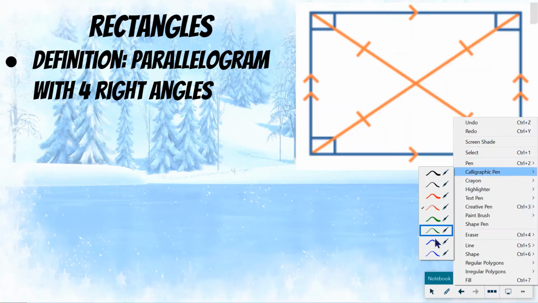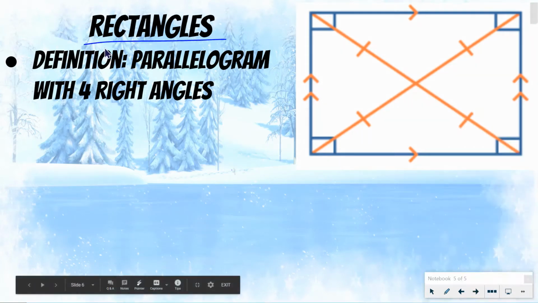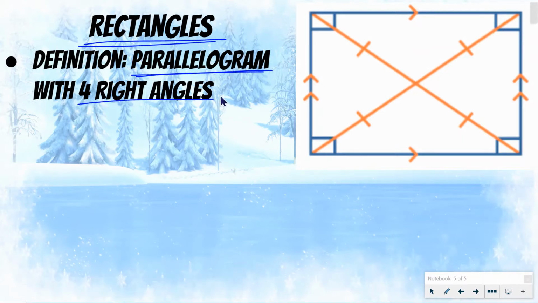So here we're going to be talking about rectangles, which are parallelograms with four right angles. I think of that as the cousin of the rhombus, where that's a parallelogram with four congruent sides. This is a parallelogram with four congruent angles. They have to be right angles. If they're going to add up to 360, the four congruent angles have to be four right angles.